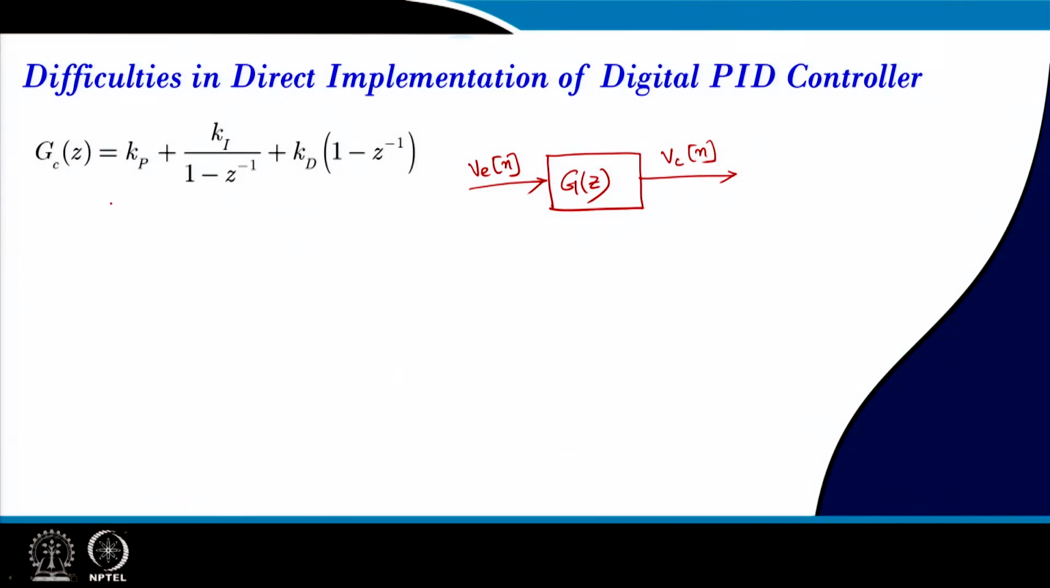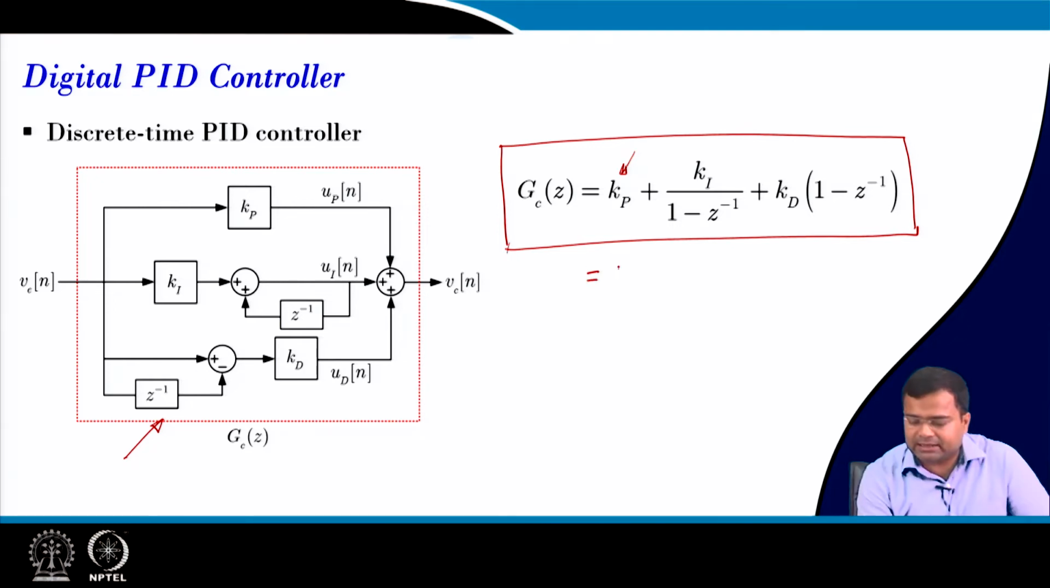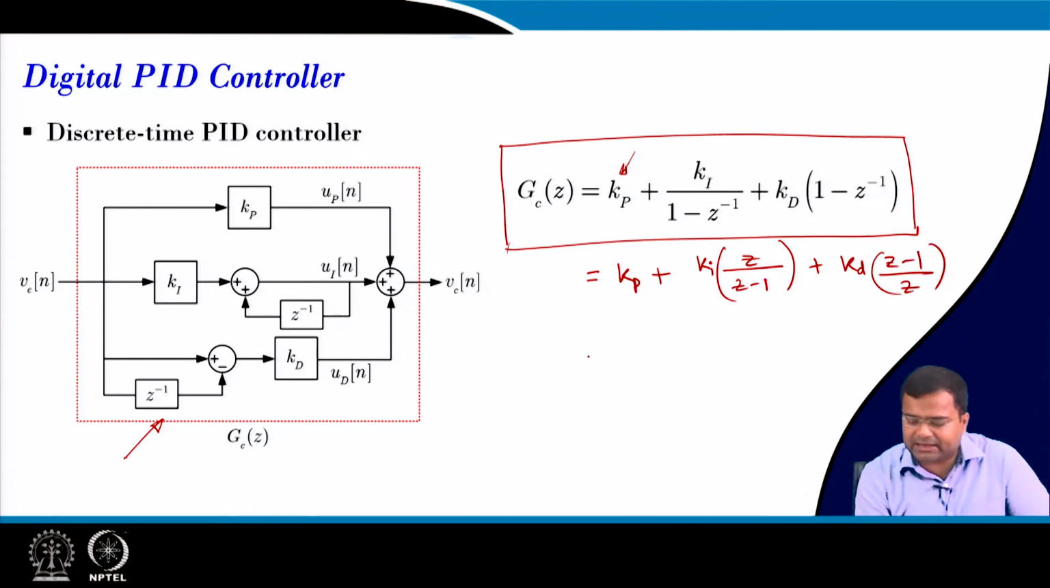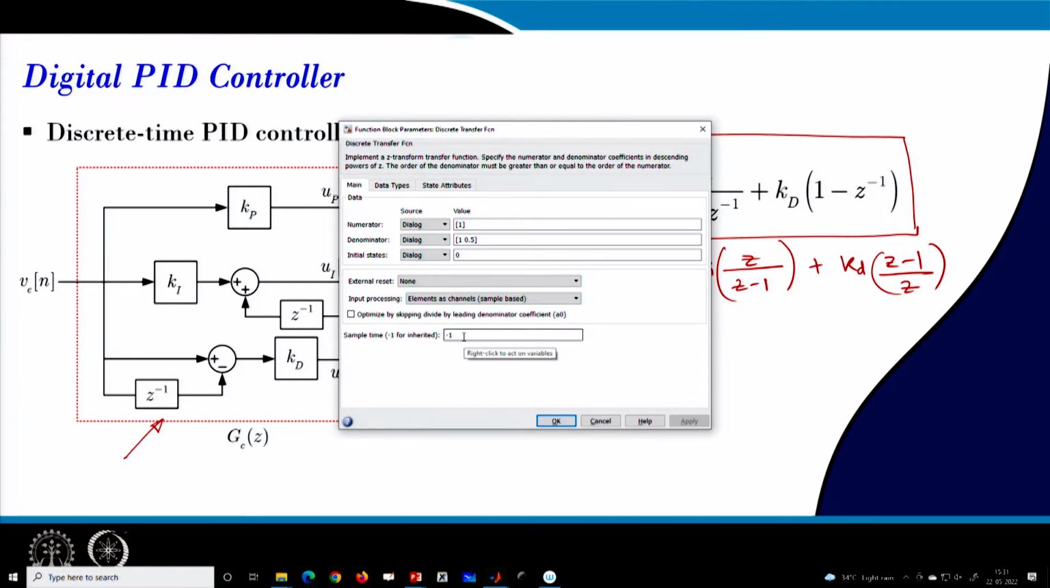If you go to the previous slide, we can write it in terms of z. That means this will be Kp plus Ki z by z minus 1 plus Kd into z minus 1 by z. If we get the whole polynomial, then you will get a numerator polynomial of z and a denominator polynomial of z. And in the MATLAB block I am showing, these are the polynomials that you have to plug in.